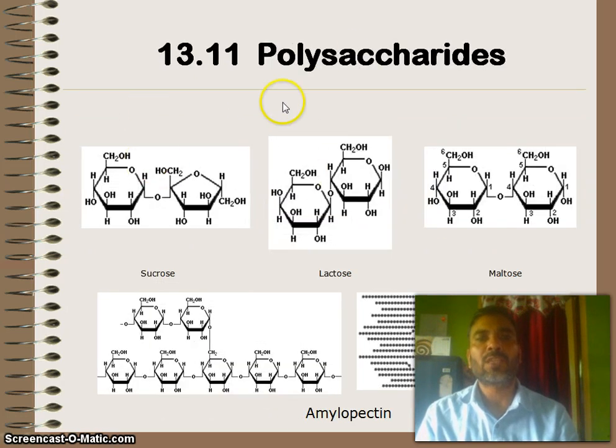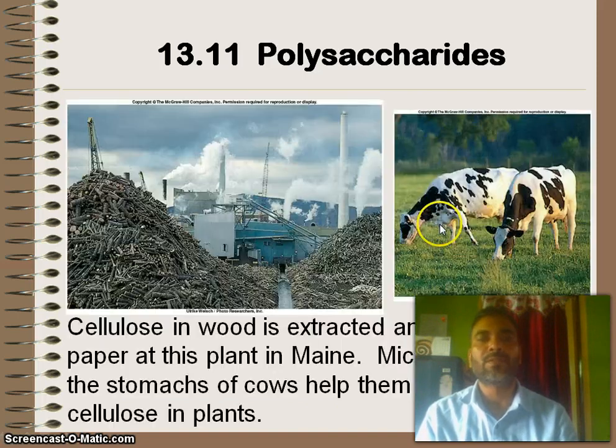Now you see the polysaccharides. These are two units joined through glycosidic linkage. You see sucrose, this is lactose, and this is maltose. And you see this is amylopectin. So this 6-member ring and 5-member ring, how it is attaching through this glycosidic linkage.